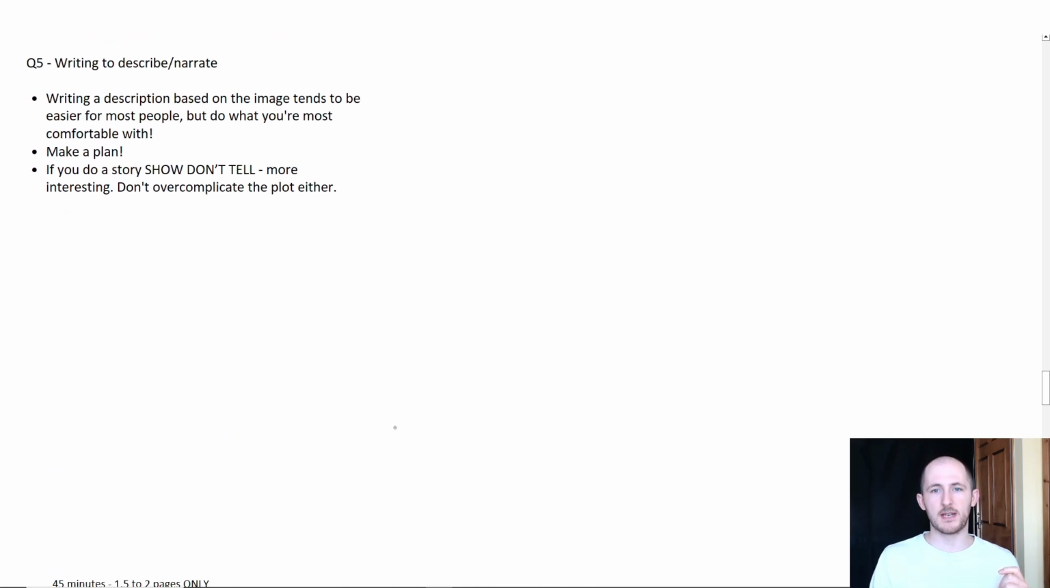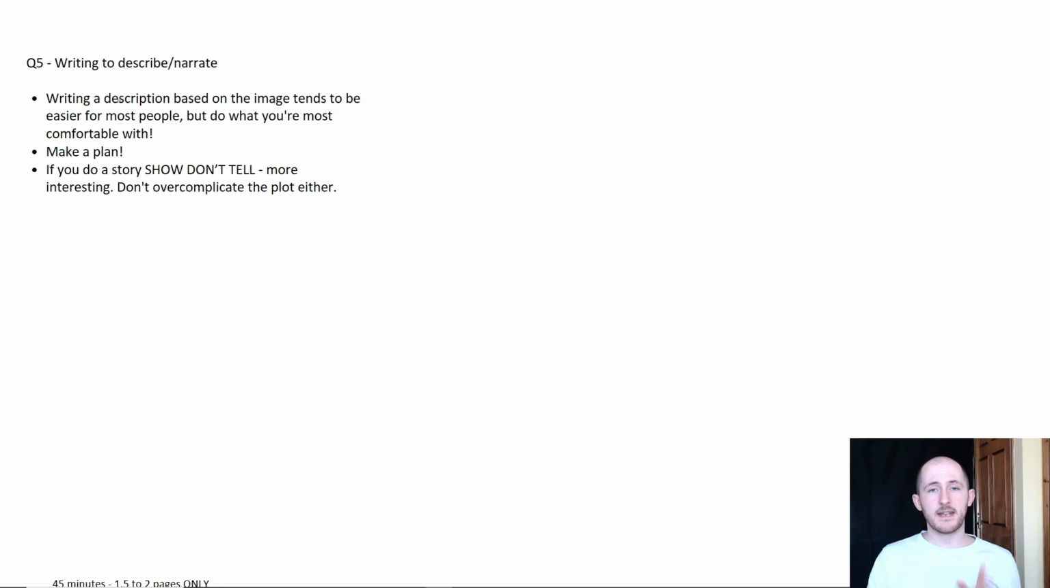Now for the tricky one. This one was very hard to write a structure for, so instead I'm going to give you a bit more just kind of advice instead, and I'm also going to show you a few bits of the mark scheme to try and help you out. So this is writing to describe or narrate.